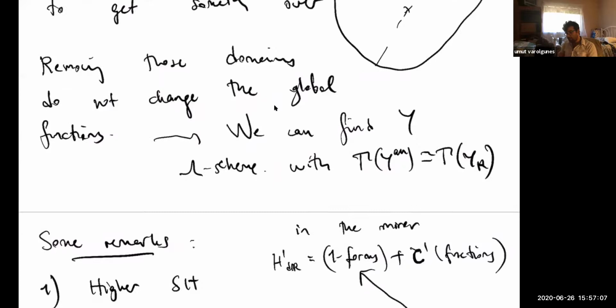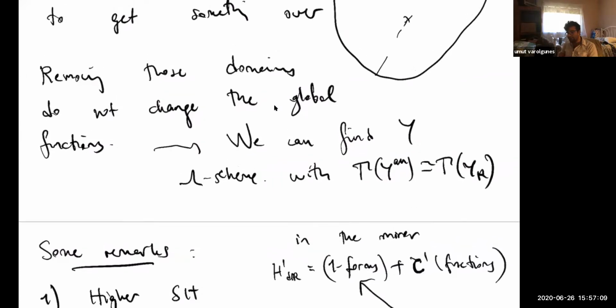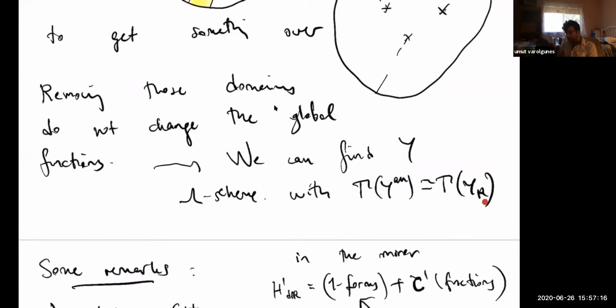And therefore, that should be this Y that I claimed in one of the conjectures. And this is why I said that I think at the global functions level, this should be true.